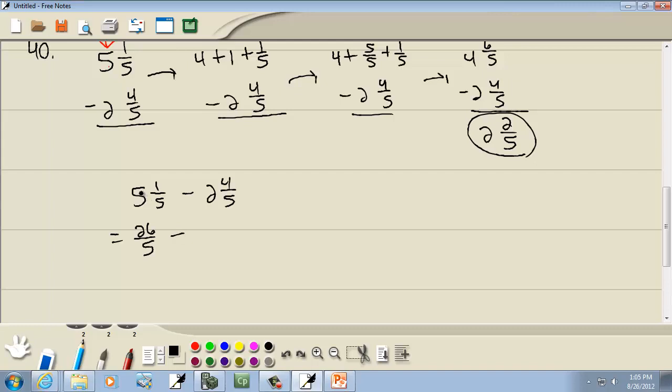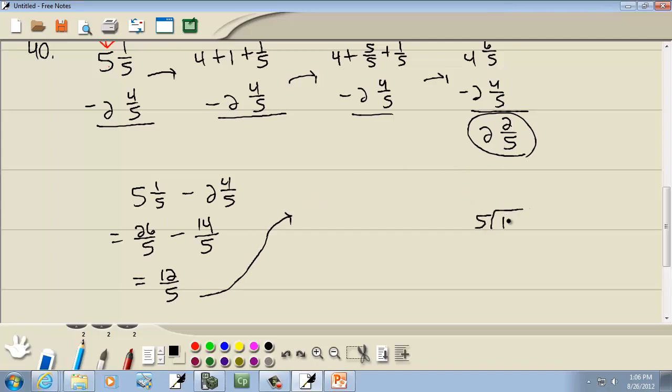So again, I took the number out in front, multiplied by the denominator, 5 times 5 is 25, and I add the number on top. 25 plus 1 is 26. Now our second one here. 2 times 5 is 10, and then you add 4. That gives us 14. Now at this point, they have the same denominator. I'll subtract them. 26 minus 14 gives us 12. 12/5. And we want to change that to a mixed number form.